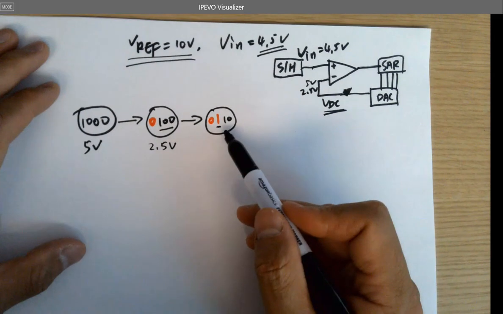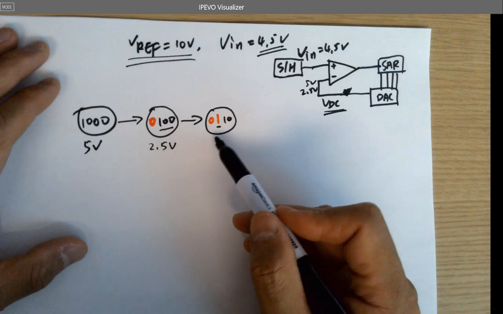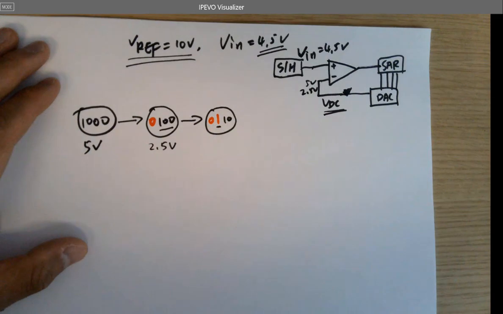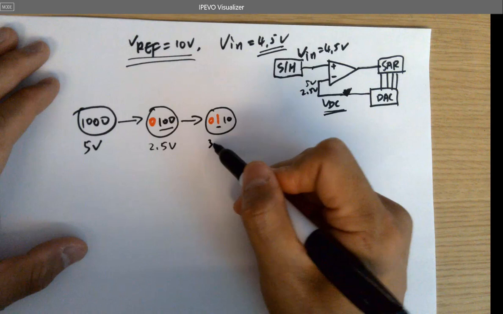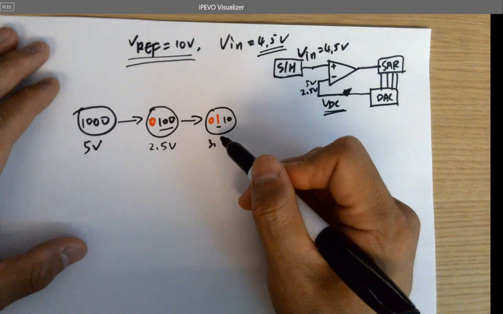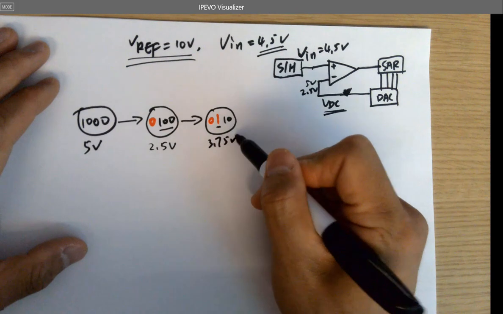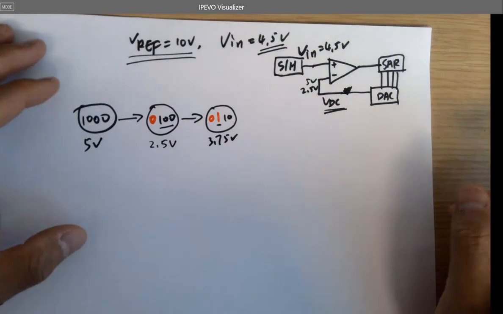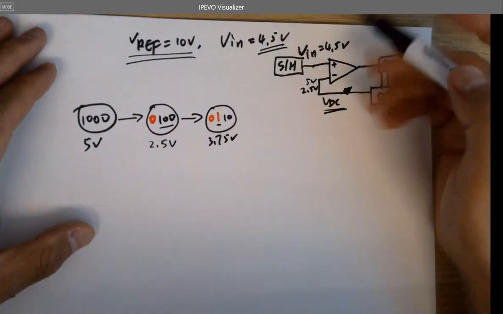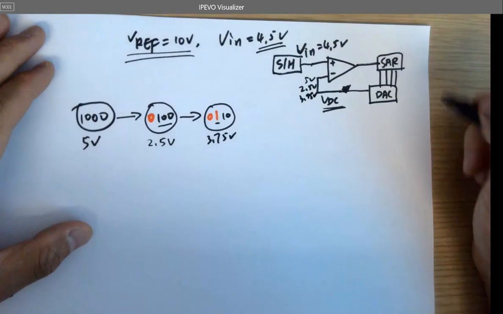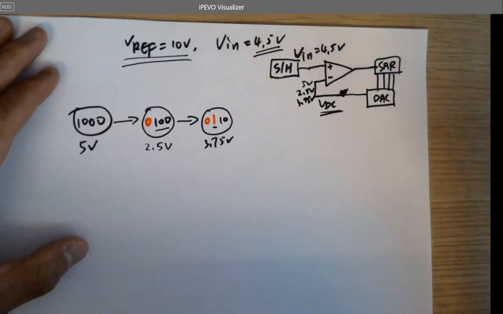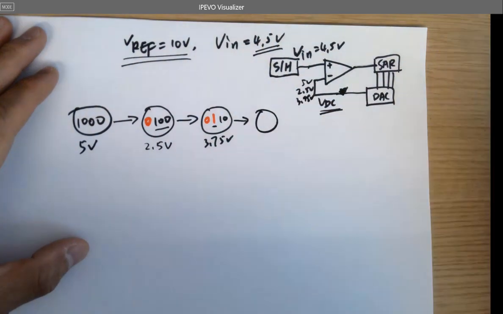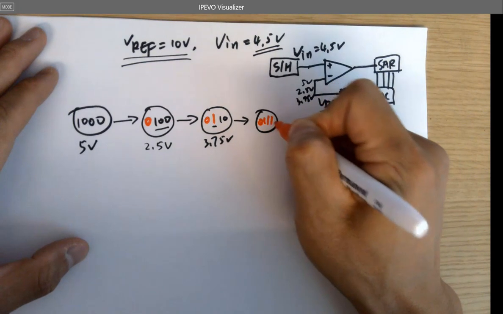So what's the voltage of this guy? Is that 2.5 plus 1.25? So it's 3.75. Compared to, so we got 3.75 volts. Compared to 4.5, it's going to output a 1, right? So it's going to plug in 0, 1, 1, 1.